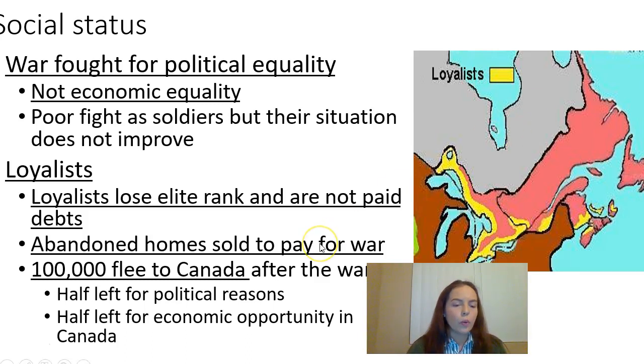So 1,000 of these loyalists flee to Canada after the war, half of them leaving for political reasons, and half of them leaving for more economic opportunity, all in Canada. Many of the loyalists were given a hard time by Americans, so they decide it's just way easier to flee, find some political and economic opportunities in Canada, and that's what they did.